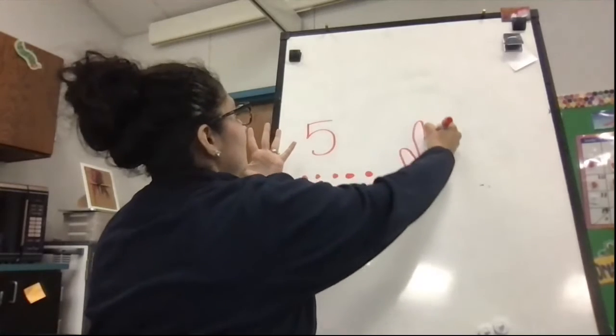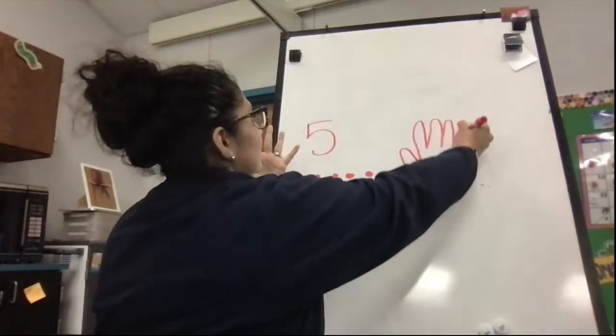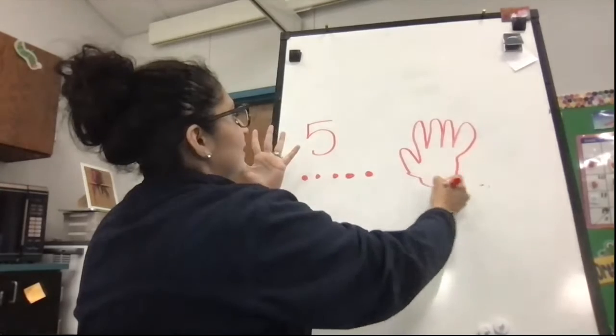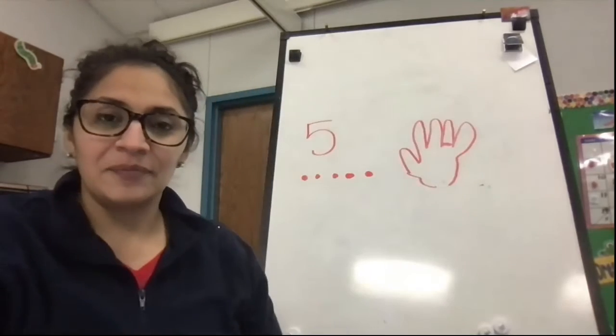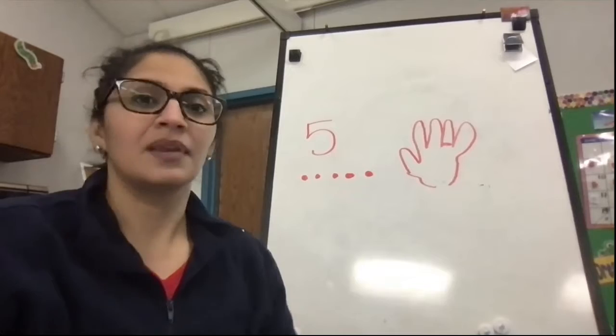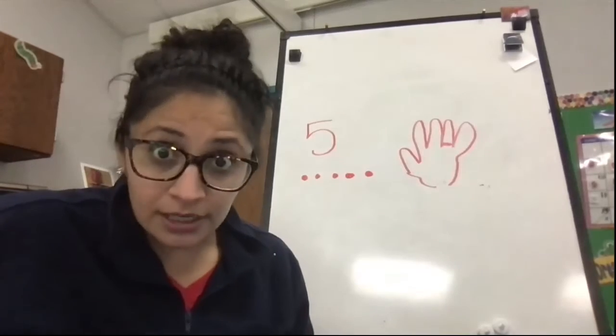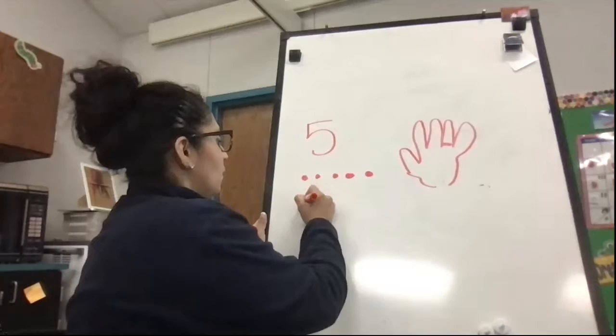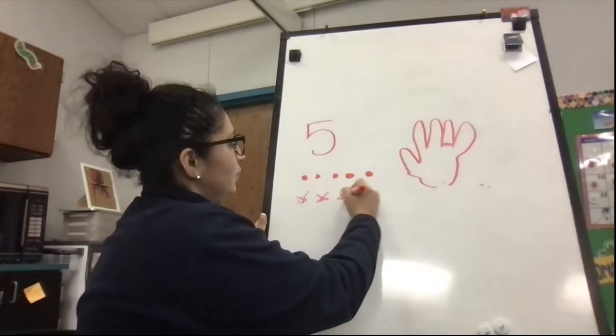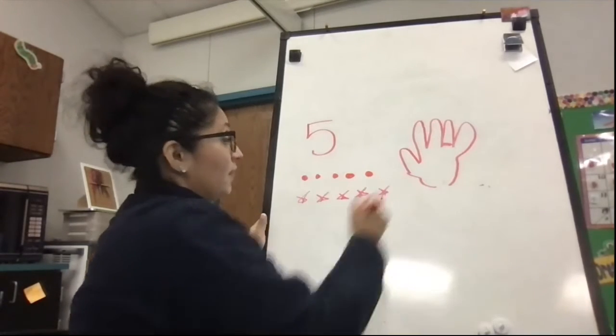Here's my thumb. 1, 2, 3, 4. And look, there's my ring. So there's my hand representing 5. What's another way? We can draw 5 different objects. Let's do stars. 1, 2, 3, 4, 5.